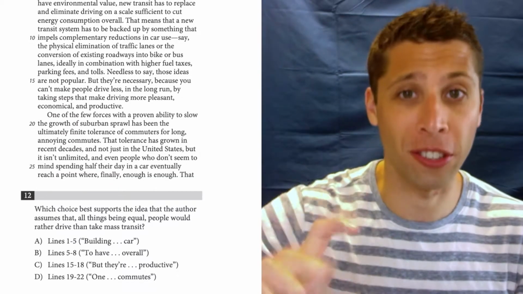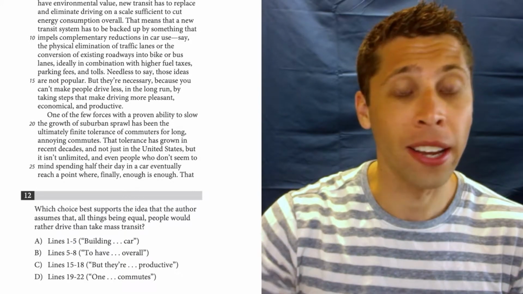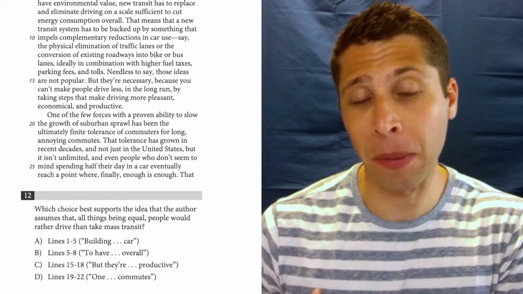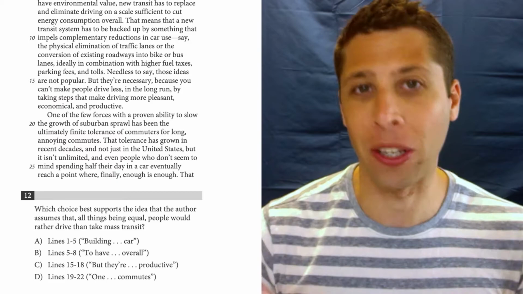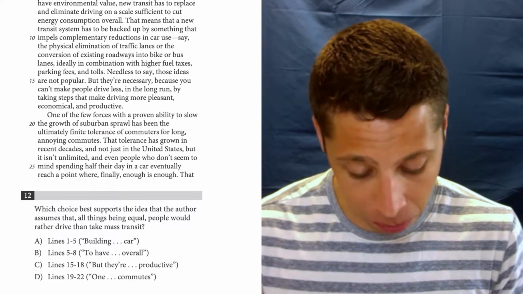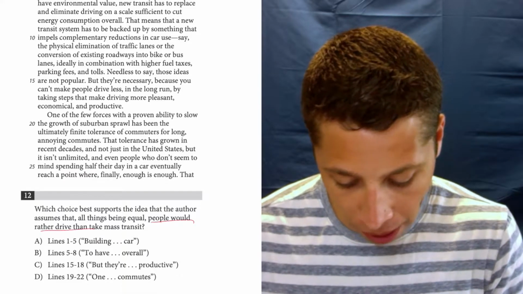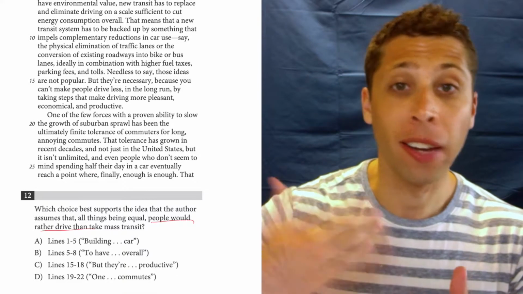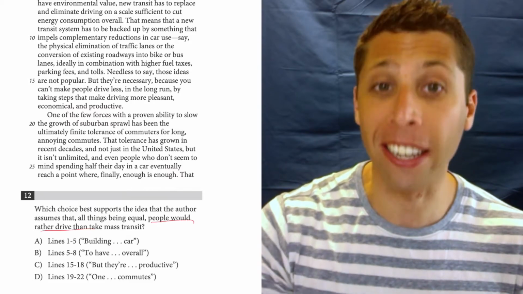Normally we have 2 questions that are linked. This is just one. And so this is kind of like when we have those evidence pairs, except they've answered the first question for us. So we're just looking for a line reference that answers or explains why people would rather drive than take mass transit. We want to get to that idea.